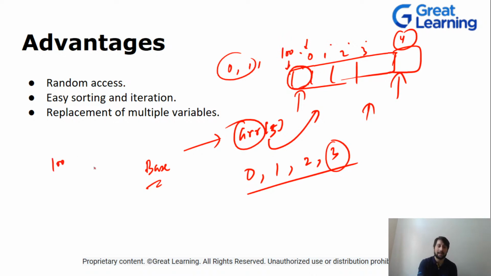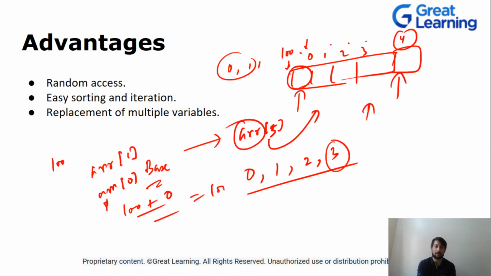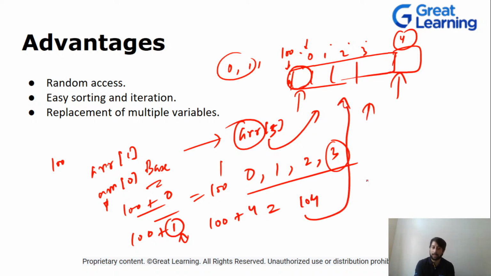So now when I say ARR of 1 or ARR of 0, what I'm doing is arithmetic on the reference: I'm adding the number of bytes at that particular location. So 100 plus 0 gives me 100 again, which means I'm pointing to the first location. Then 100 plus 1, where this 1 represents the number of bytes of an integer, means 100 plus 4, that is 104, the second location. Now ARR of 2 means 100 plus 8.